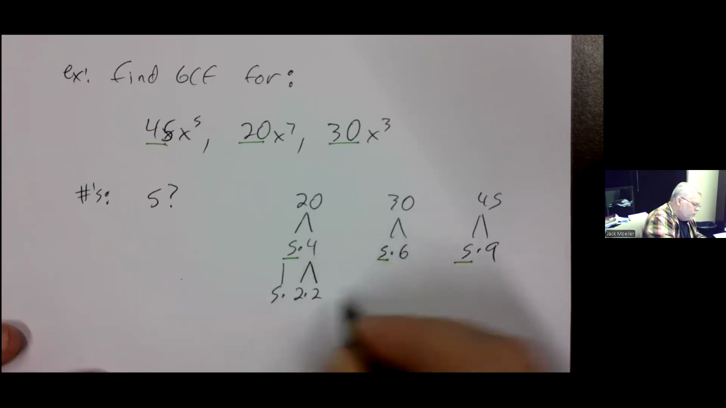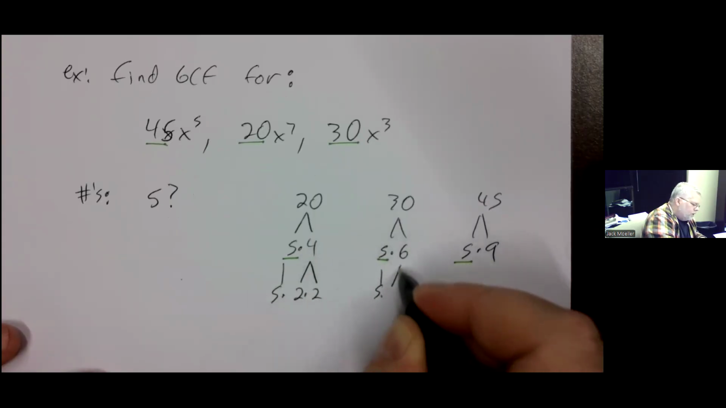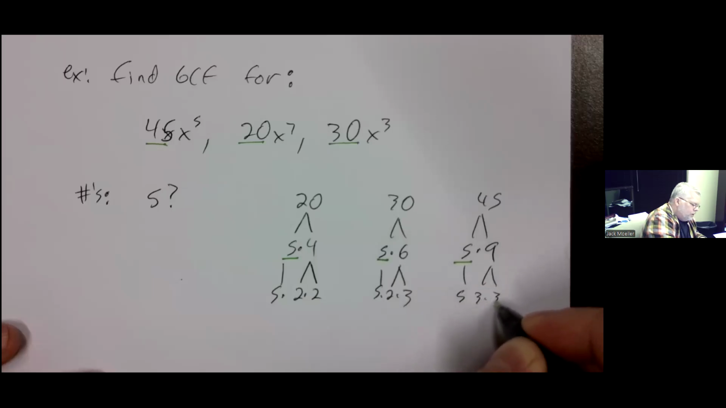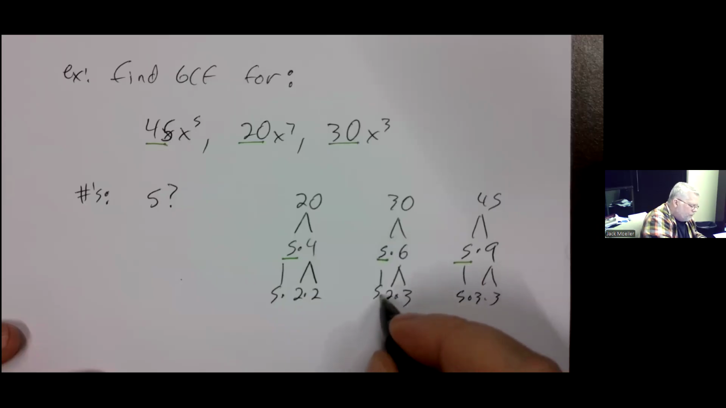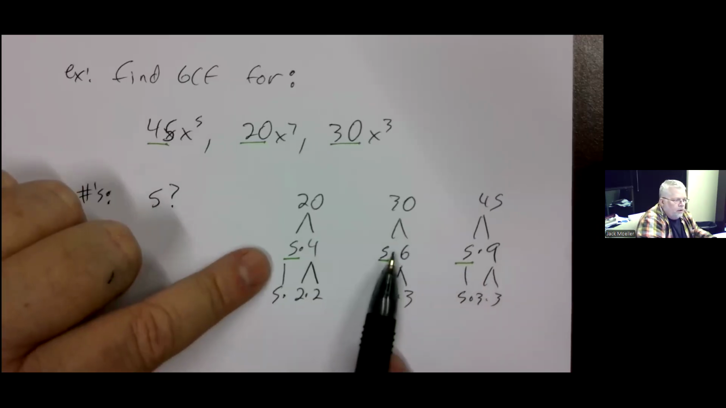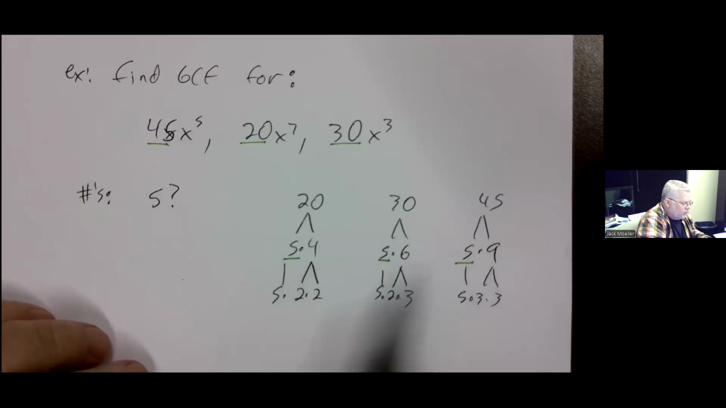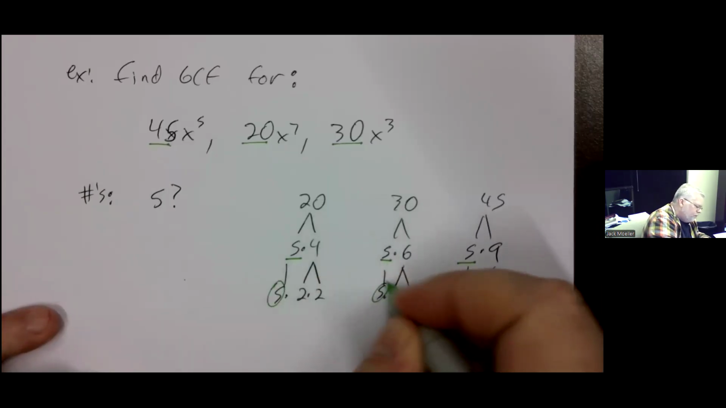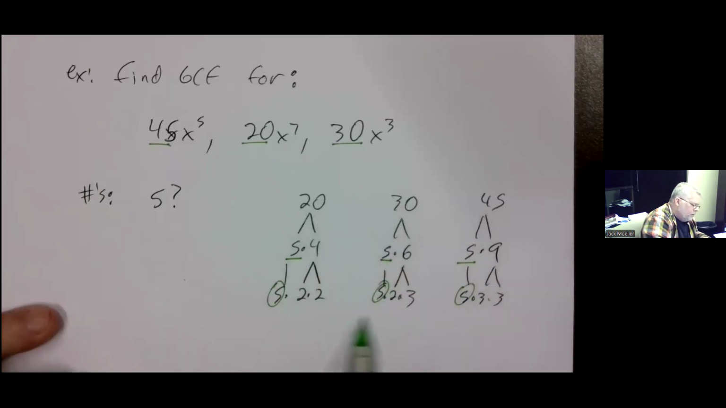4 is 2 times 2, 6 is 2 times 3, and 9 is 3 times 3. I know most of you have probably been taught that once you get a prime number, you don't have to keep bringing it down, but every row should multiply to give you the original number, and that way I don't lose it. So what do we have common? They all have a 5, which we expected. But there's nothing else common, because there's two 2s in one, a 2 in another, and none in the third. So the GCF is the product of those common factors.